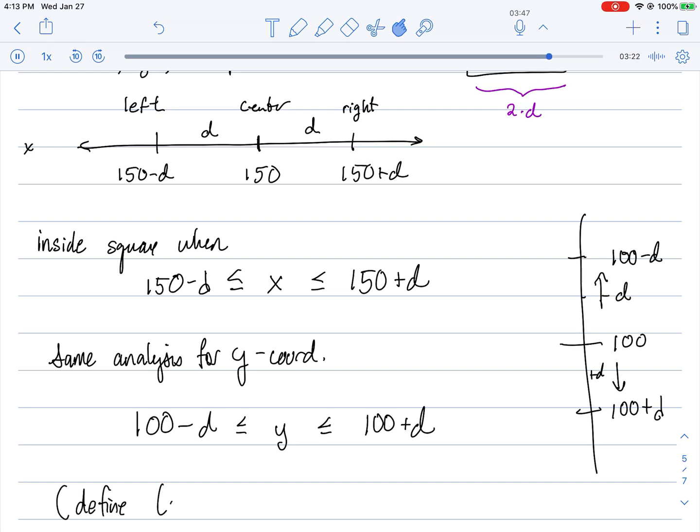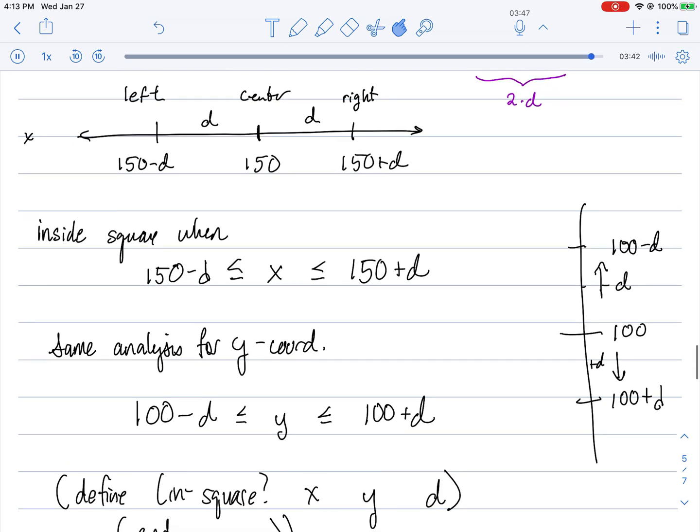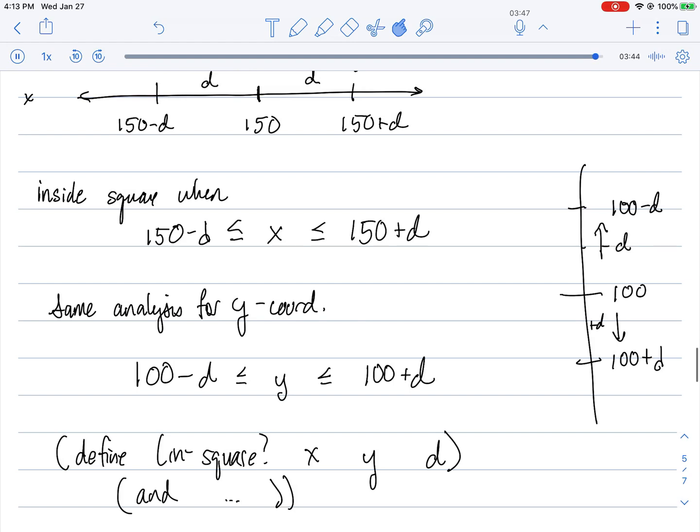So my in square question mark function takes in x and y and the d, which is the distance from the center of the square to the edge. And you'll combine these two conditions, the condition for x and the condition for y.